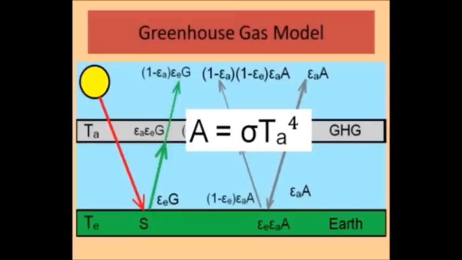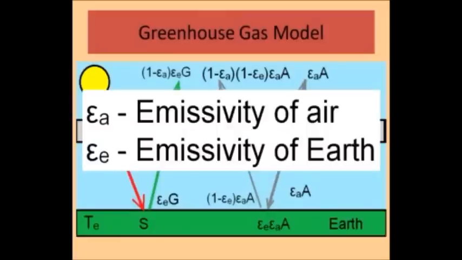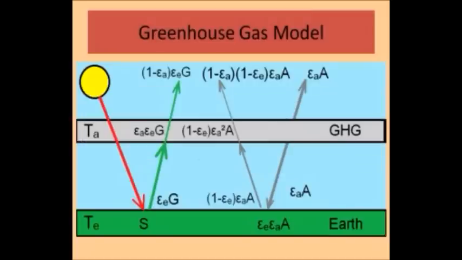Whilst a solid body only radiates in one hemisphere, a thin layer can radiate in two, one up and one down. The emissivity of the air and the Earth is represented by epsilon A and epsilon E, respectively, and because of Kirchhoff's law represents the absorptivity values also. Firstly, the Sun's radiation S is absorbed by the Earth. Then following the green line, the Earth radiates energy as a grey body. That is epsilon E times its blackbody radiation.